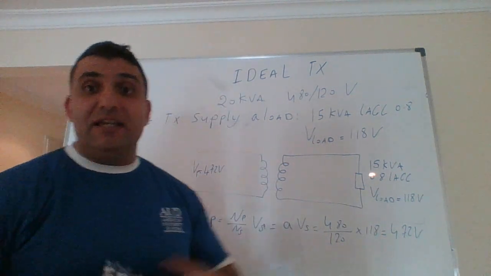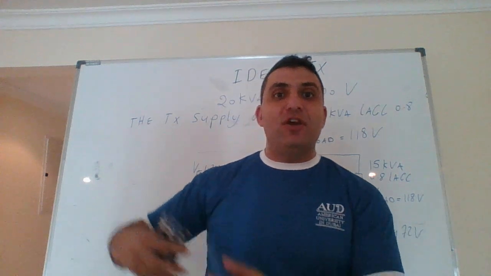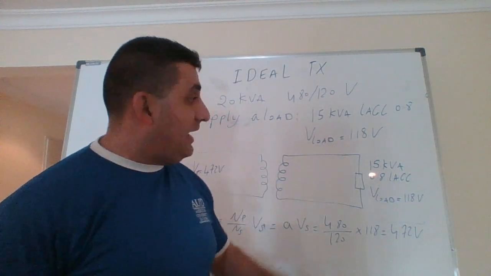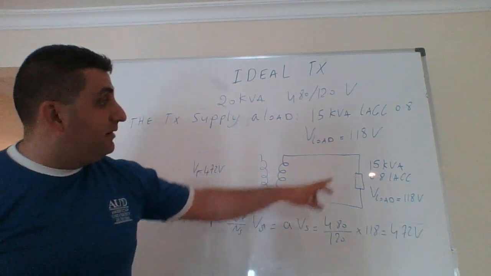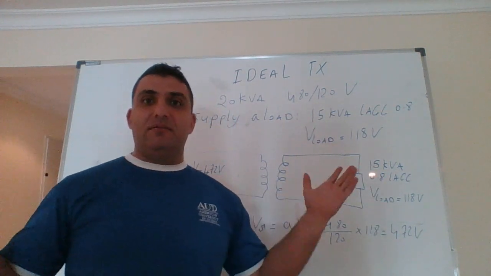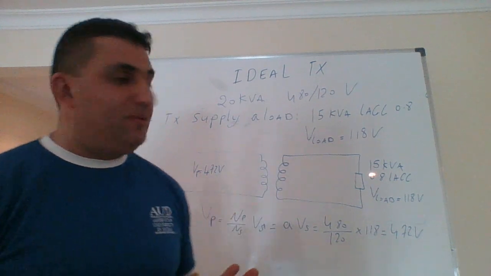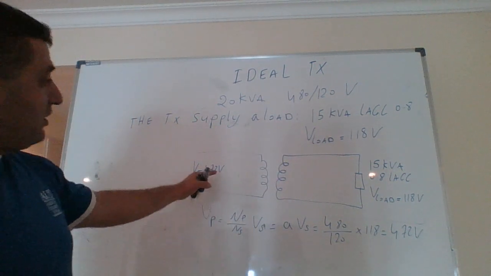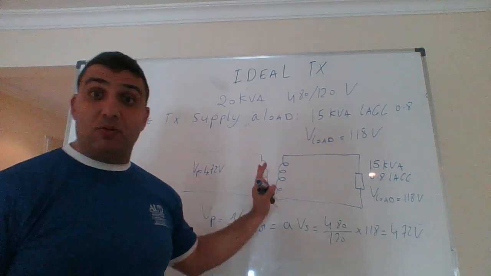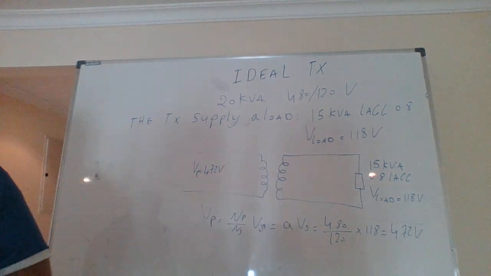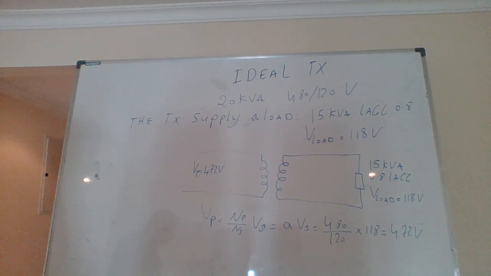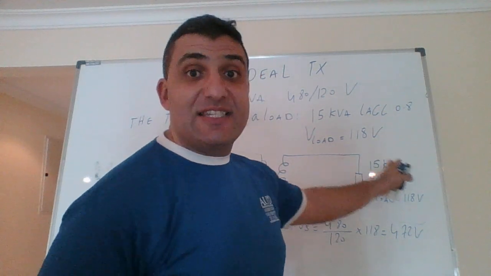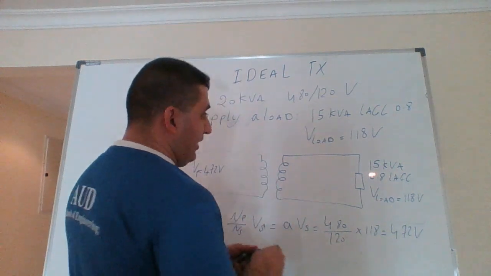20 kVA is the rating of the transformer, so it can give you up to 20 kVA. This system has 15 kVA, which is great. There's no issue. So the first question, calculate the primary voltage across the primary winding, we've done. The second one is the load impedance. I need to calculate the load impedance on the secondary side. I need to find Z2.